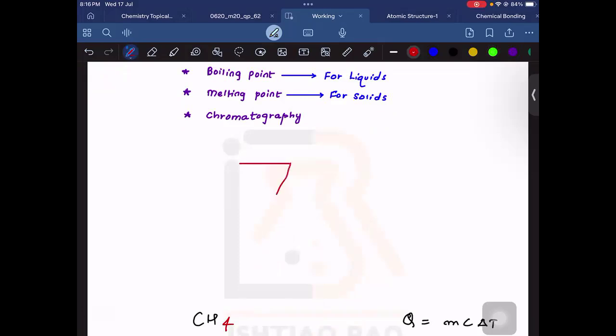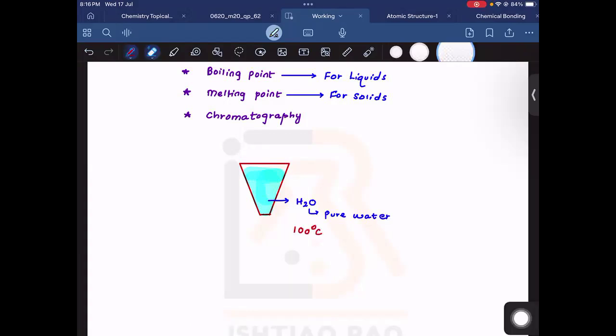Now, the next thing is that I told you this is a glass of water, right? This is water, H2O. And I'm saying that this is pure water. So obviously, if this is pure, its boiling point should be 100 degrees Celsius.